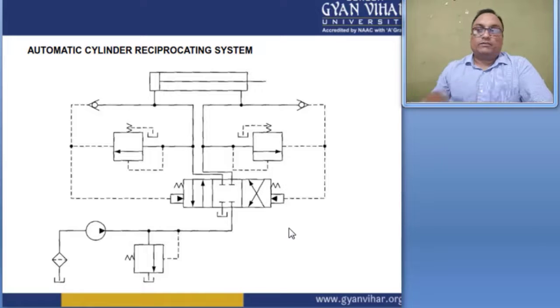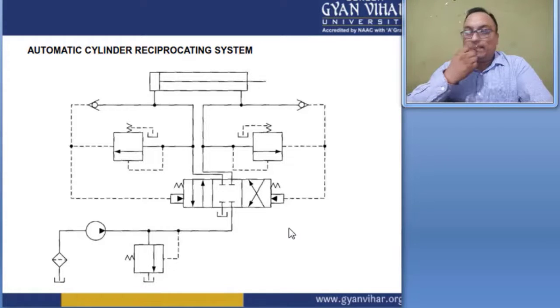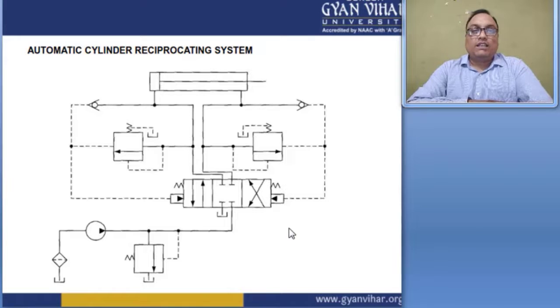Here the check valves are needed to allow pilot oil to leave either end of the direction control valve while pilot pressure is applied to the opposite end. So this permits the spool of the direction control valve to shift to the required position.